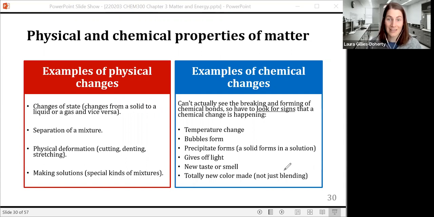And then if you make a totally new color, one that's not just made by mixing two colored solutions together, but a totally new color is made, that can also be an indication that there's a chemical change happening. So these are fun to watch in the lab, right? Monitoring temperature, checking for bubbles, looking in solutions to see if it starts getting cloudy, making things glow by doing chemical reactions, making things smell by doing chemical reactions, or making really fun new colors. These are all examples of chemical changes that we look for to indicate that we're breaking some chemical bonds, making new bonds to make new substances.